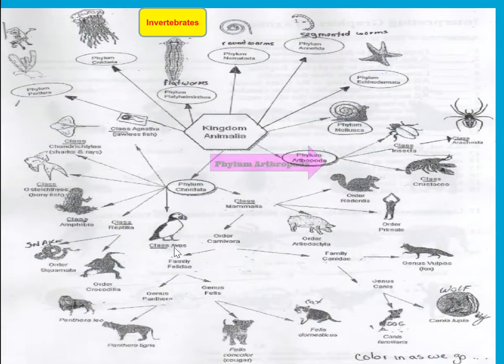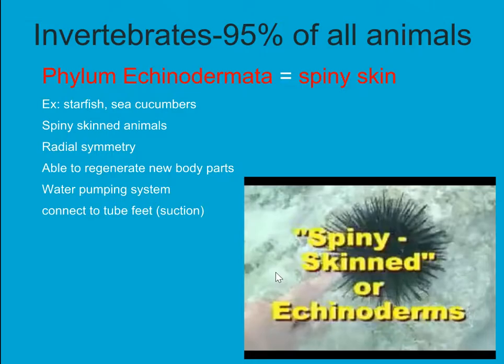Okay, and on our chart, it's right here, arthropods, and they have jointed limbs, so it can include insects, arachnids, and crustacea. And our arachnids are the spiders.